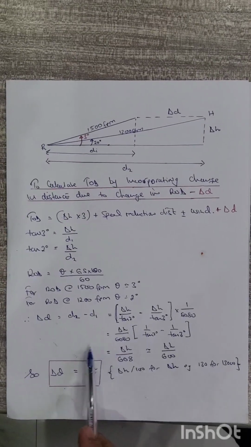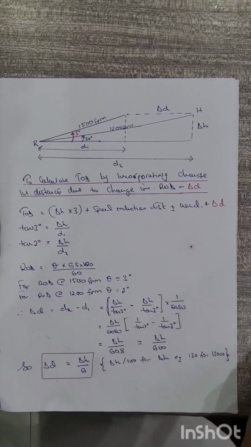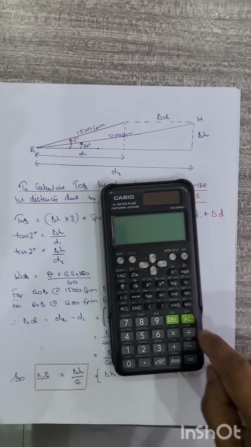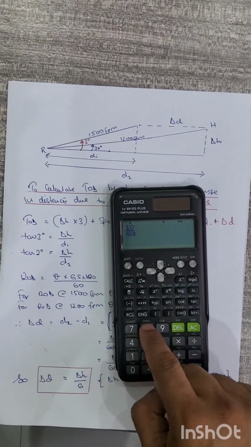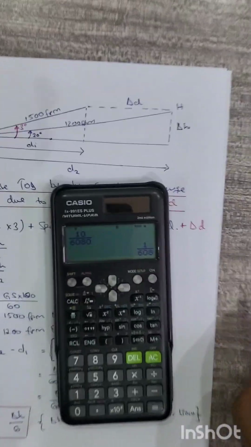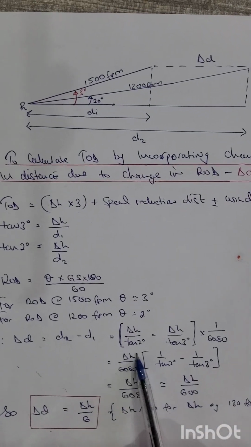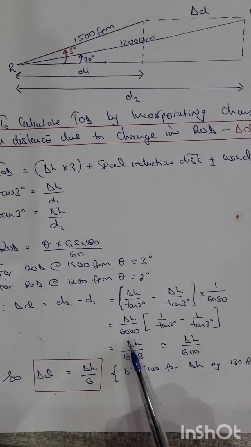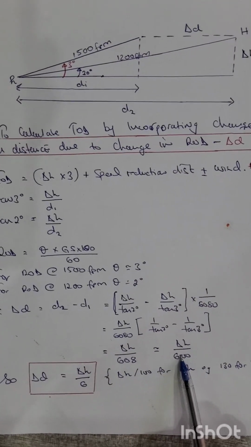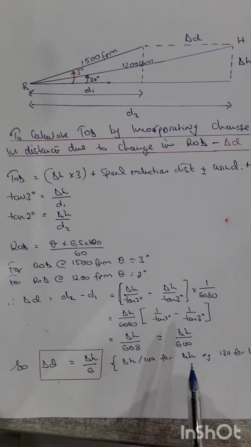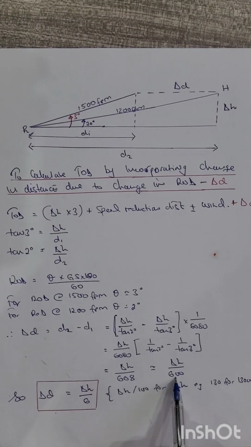So this is 10, and if I do 10 divided by 6080, I get 1 over 608. Which means that 10 times delta H over 6080 simplified is delta H over 608. Still, 608 can be approximated to 600. So now delta D is roughly equal to delta H over 600.